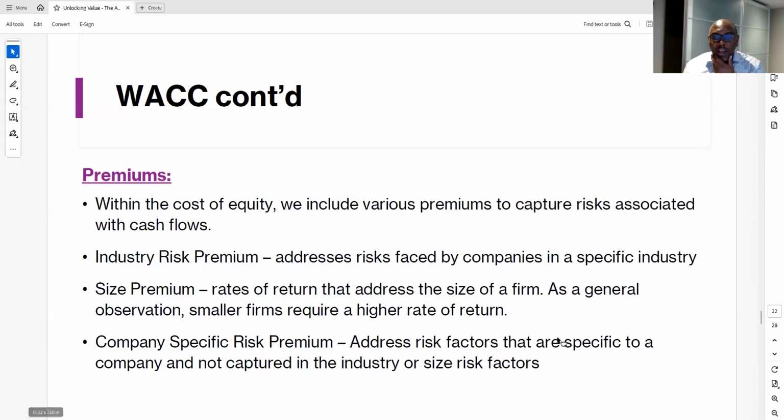So on this slide, we've talked briefly about what those other risk premiums are that add to the discount rate, because the higher the discount rate, the lower the value. So that's why we call these premiums.